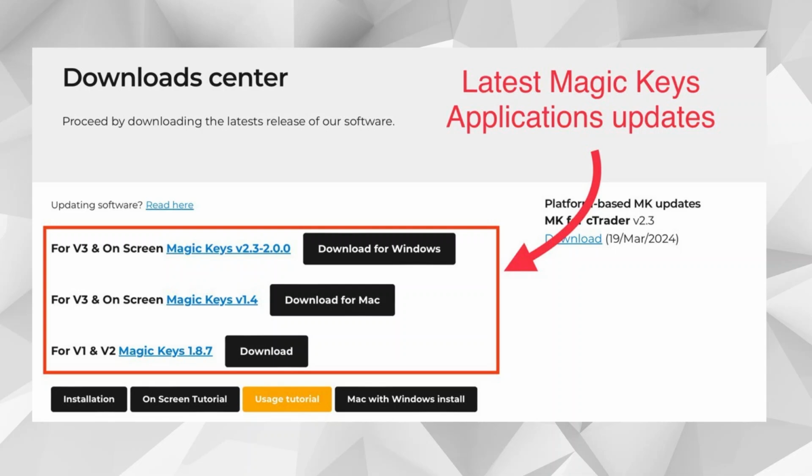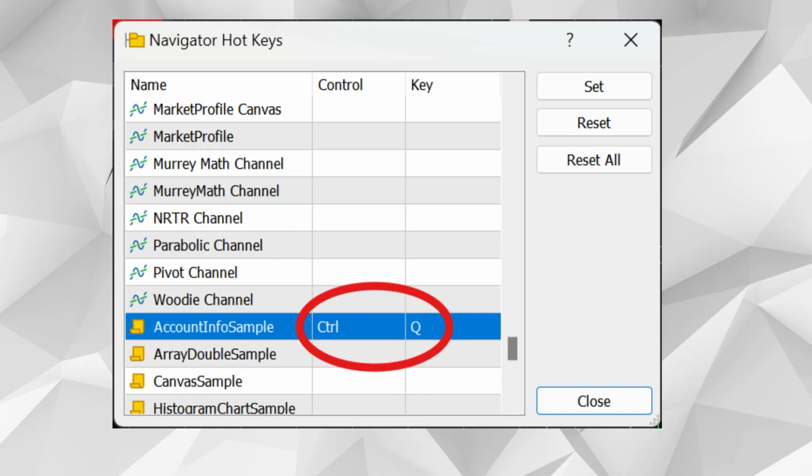After that, in Automate, click on Import or go to New and Import to bring the Magic Keys file into cTrader. Browse your computer and select the downloaded file, then open it. This will add Magic Keys to your Automate workspace so you can work with it.